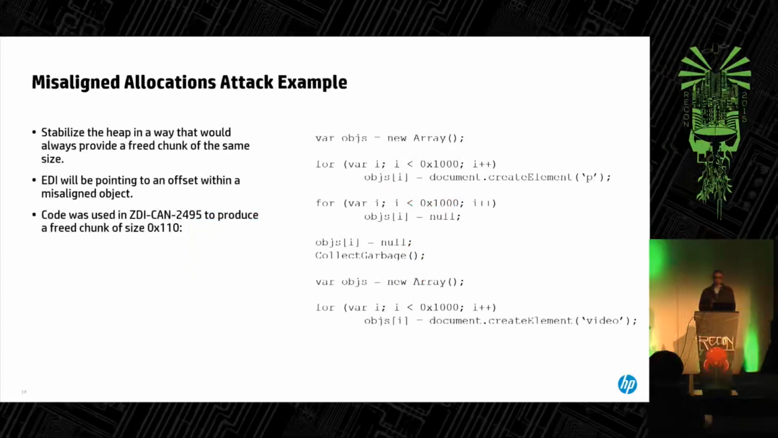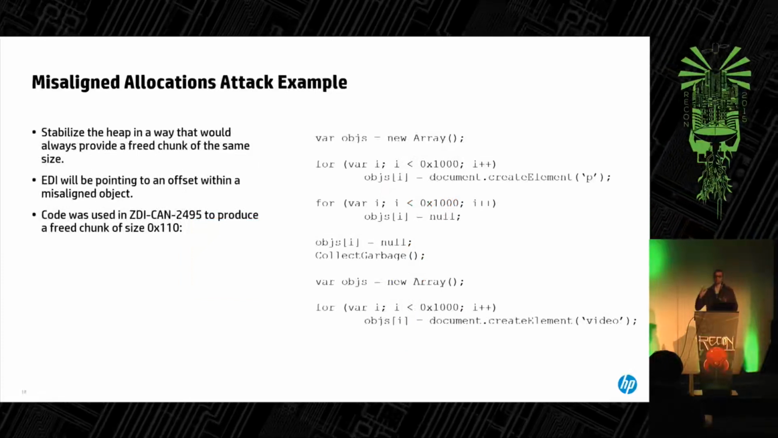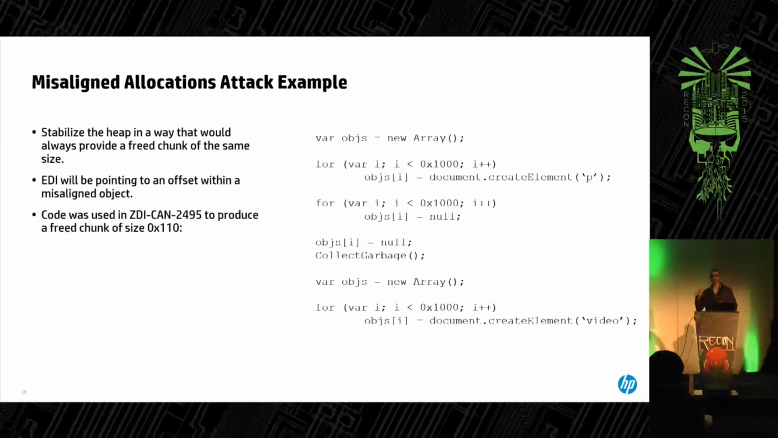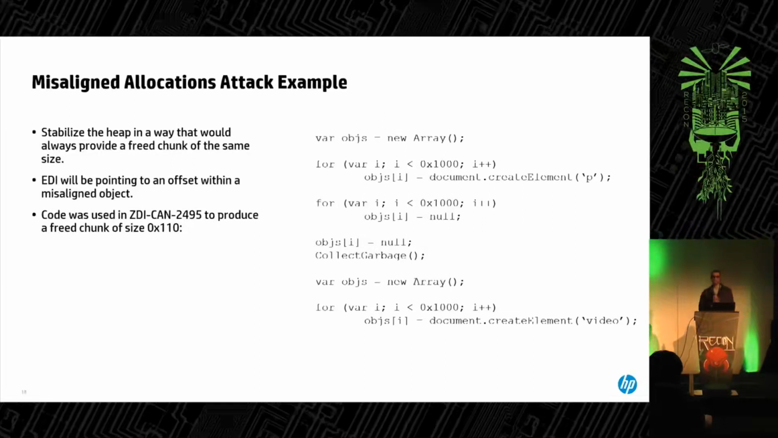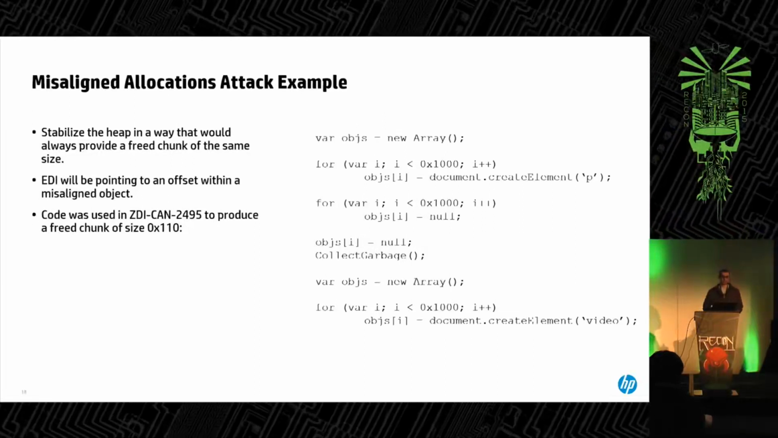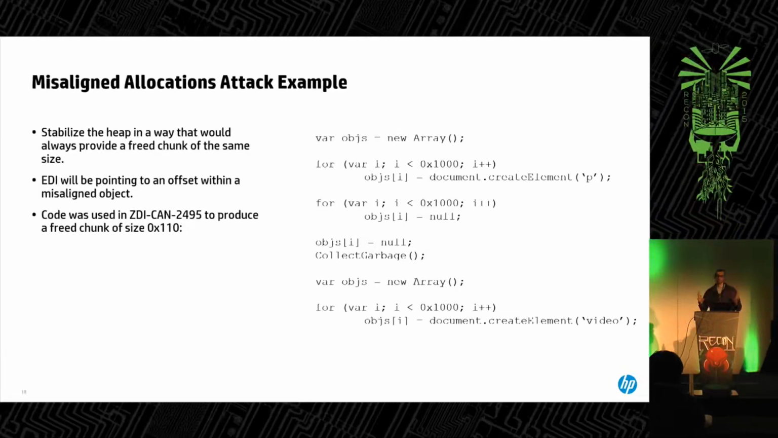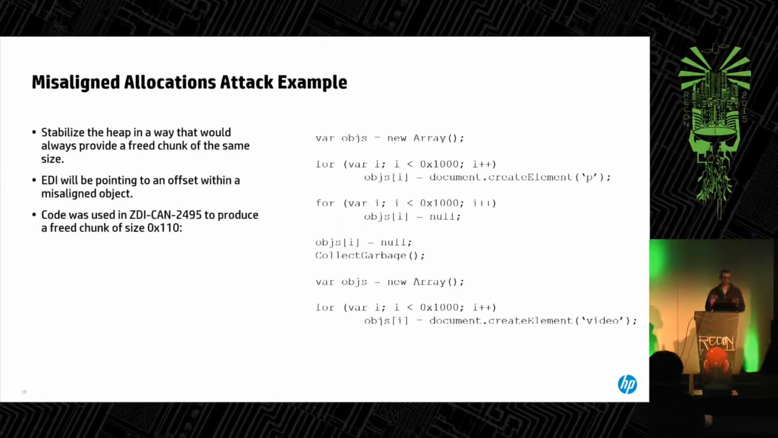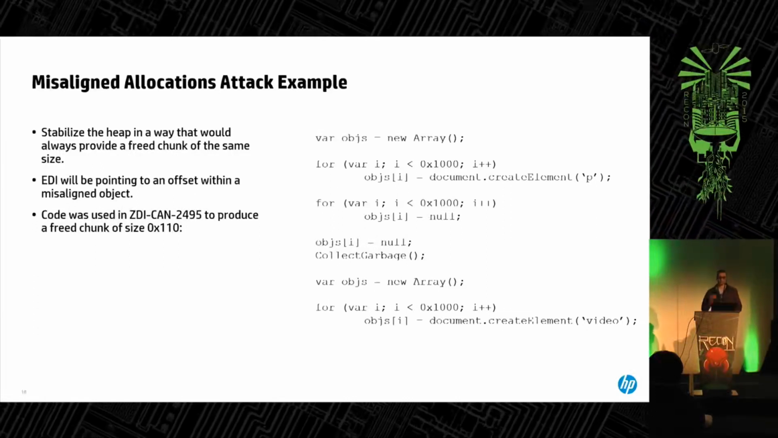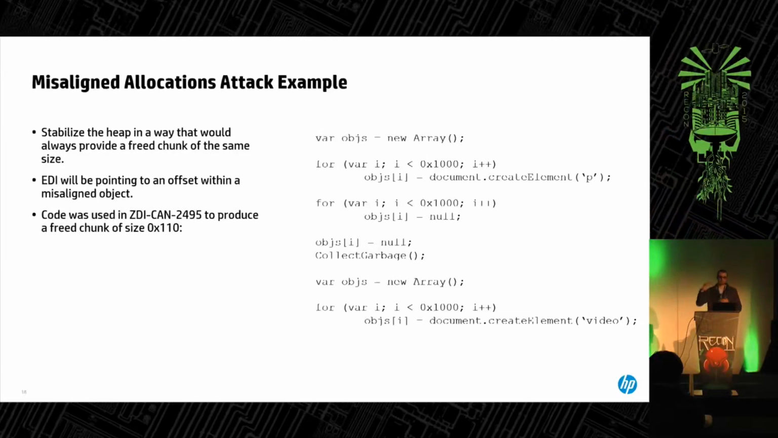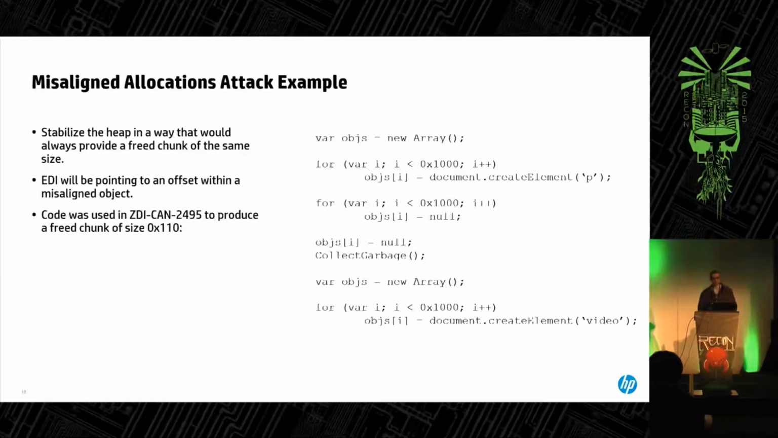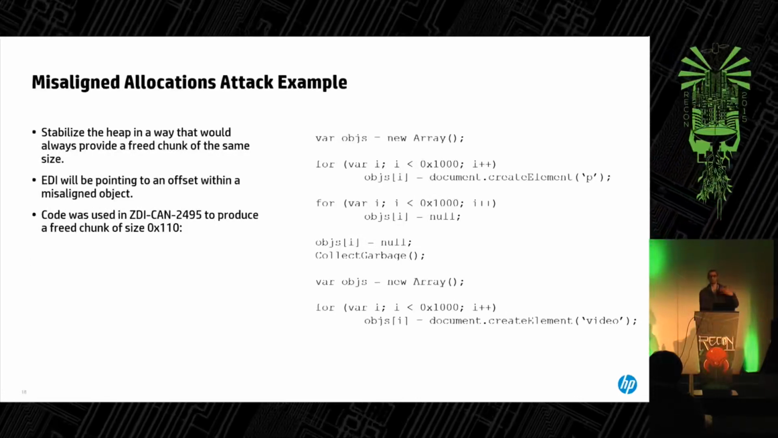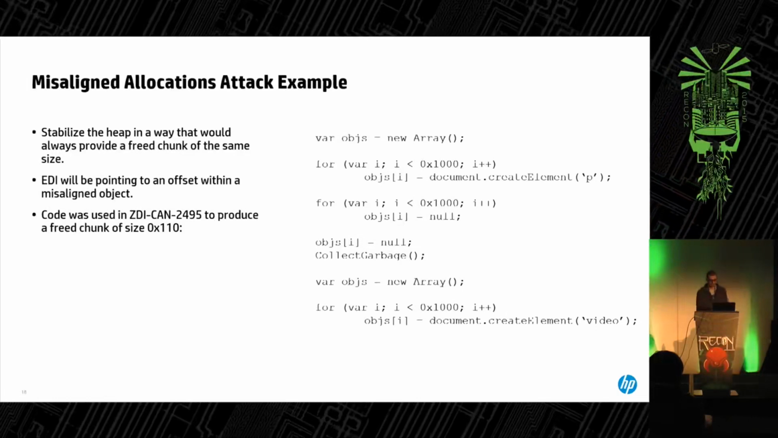So basically, in a nutshell, we need to stabilize the heap in a way to produce the same exact free chunk of the same size every time. And then we're going to have to spray it with random objects. Basically, in my specific example, we were able to stabilize the heap with this specific code. It's not generic code to always produce a free chunk of the same size, but it was bug specific. It worked every time. In that specific example, we had EDI pointing to the middle of the free chunk. Later on, we're going to see how it works. The free chunk is of size 110. It was always producing the same 110 free chunk.